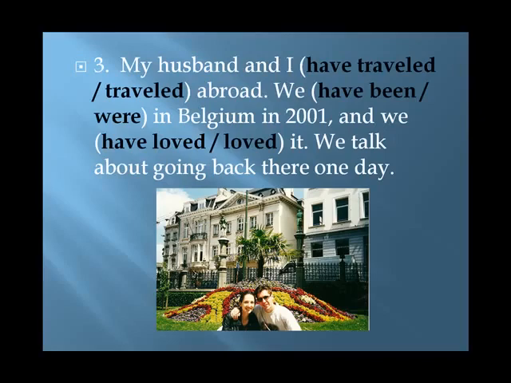Answer. My husband and I have traveled abroad. We were in Belgium in 2001 and we loved it. We talk about going back there one day. The first sentence uses the present perfect. It's the better choice because we're speaking about a shared general past experience. Also, at the end of the statement, there's a suggestion of future travel. In the second sentence, we have a specific date mentioned, in 2001. 2001 is a finished period of time, so we must use the simple past.